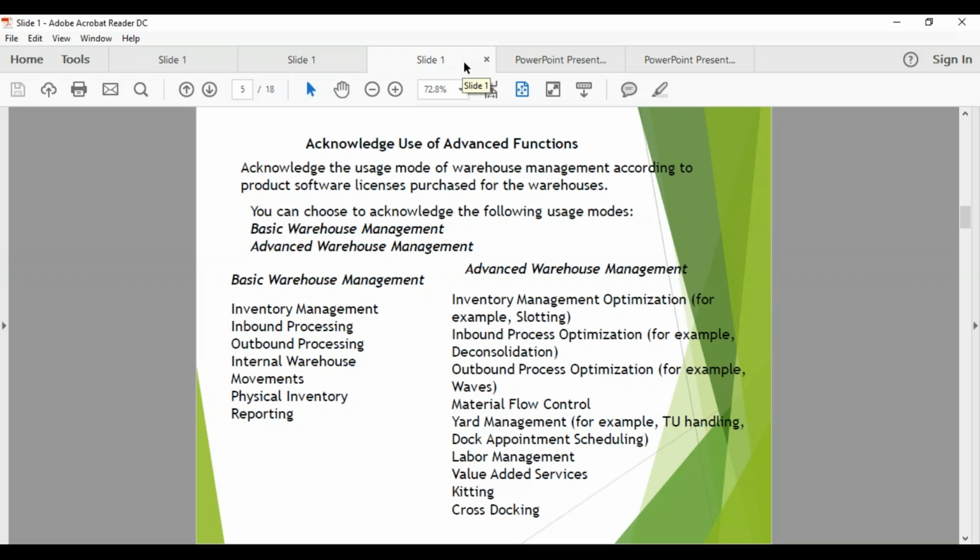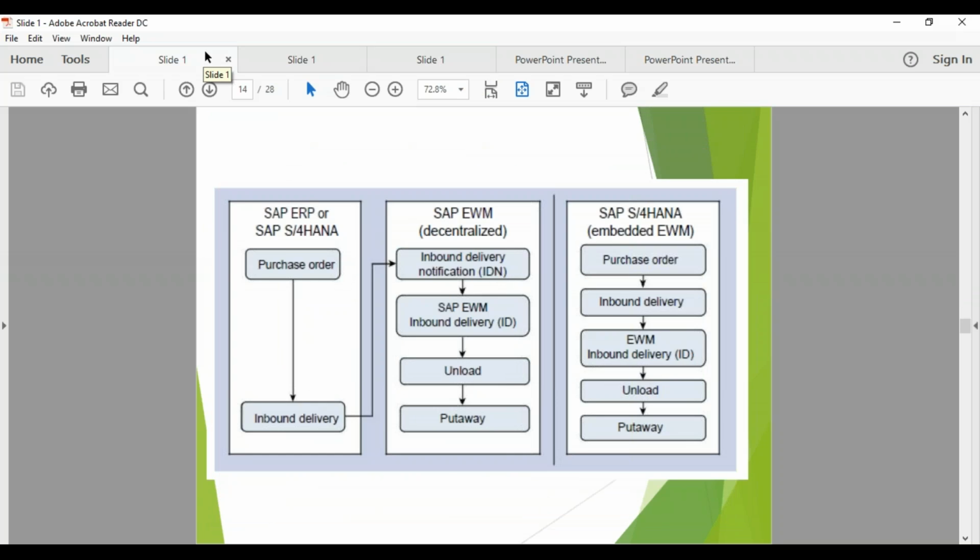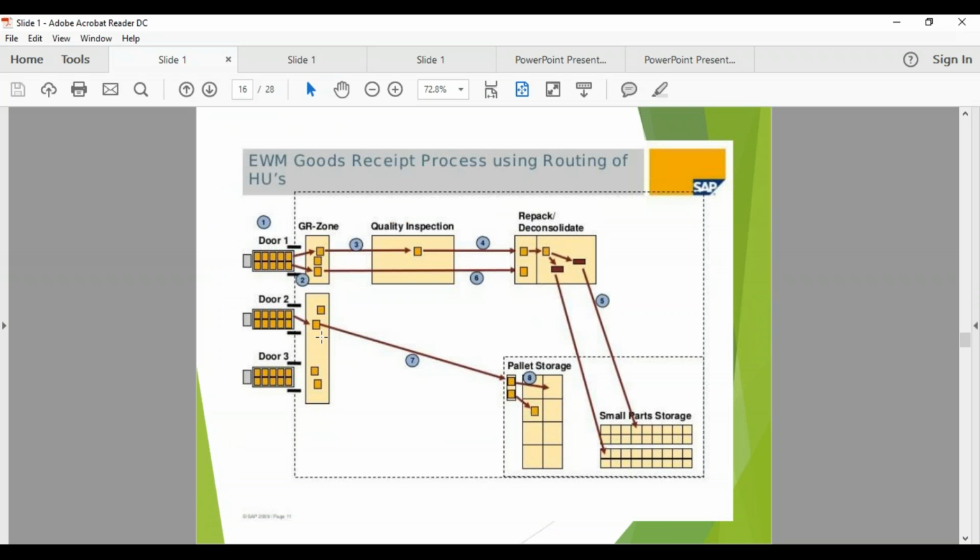Here we'll be acknowledging the mode of usage. There are certain levels of warehouses wherein the basic warehouse functions are enough. There are certain levels of warehouses where the advanced functions are required. In the starting I have also shown you at the inbound delivery level and the outbound delivery level, we have a process of simple inbound and complex inbound.